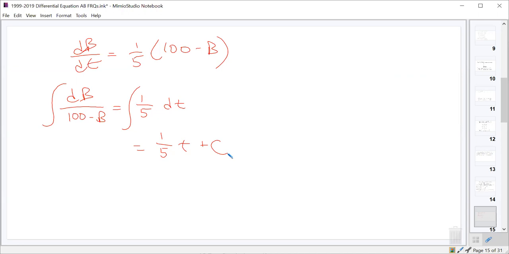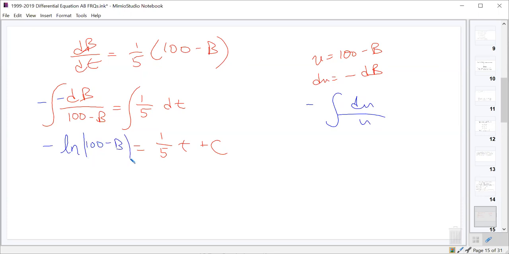Left-hand side requires a u-substitution. We're going to say u equals 100 minus b, which is going to mean that du is negative dB, which means we need to put in a negative and a negative. Which is going to give us negative integral. Negative dB is du, and 100 minus b is u. So we have the integral of du over u with the negative in front, which should be negative natural log absolute value u, or 100 minus b. Everybody good there?